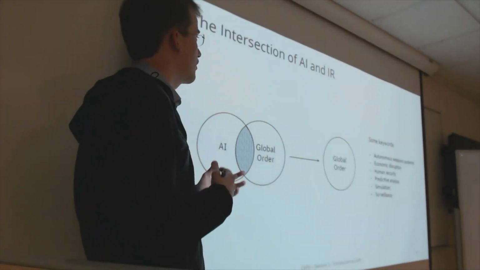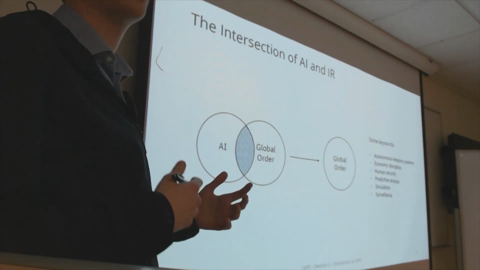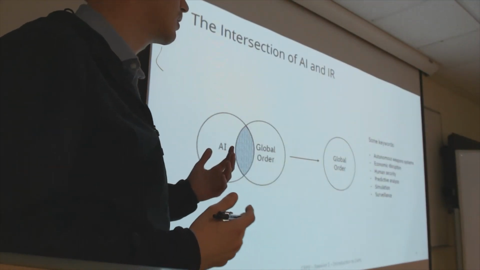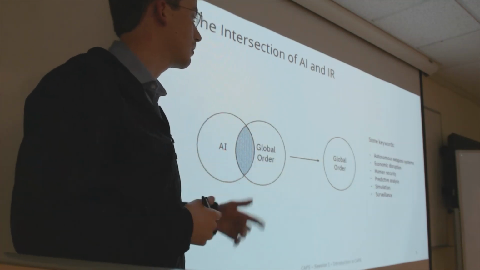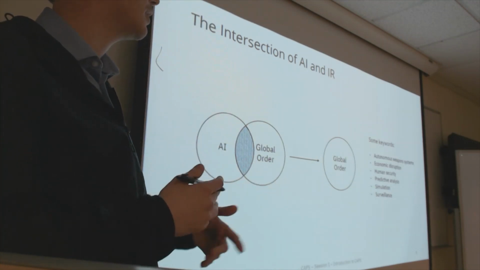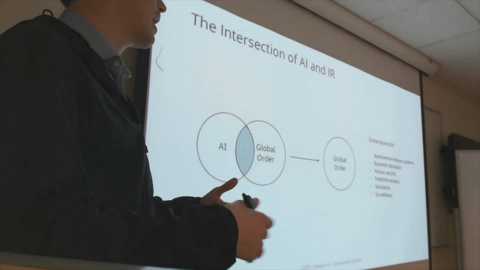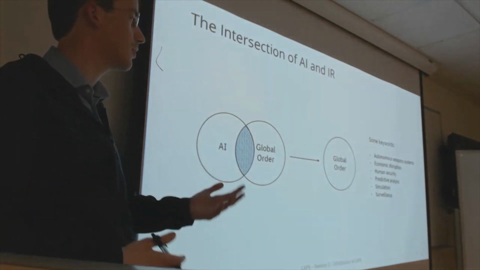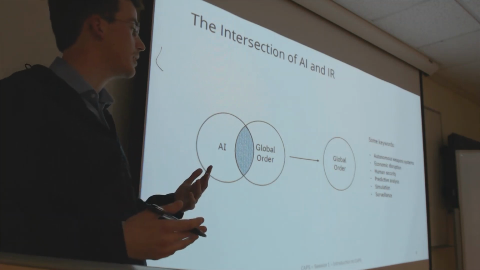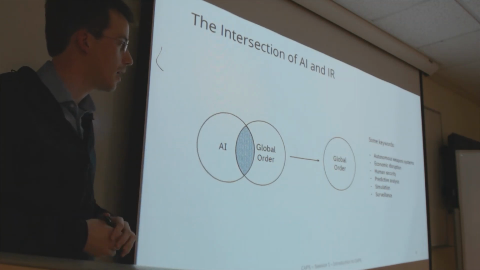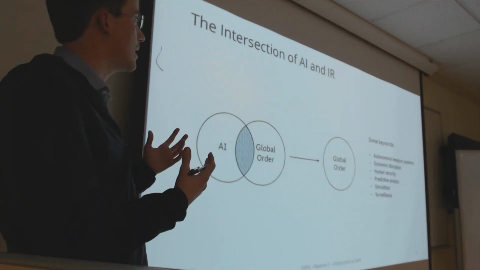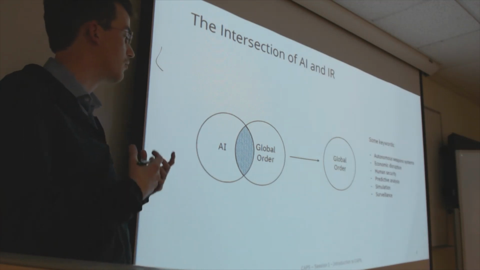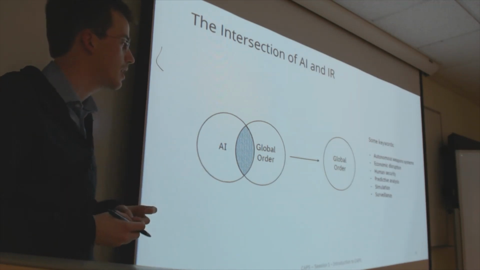If you search artificial intelligence and international relations, some of the keywords that you're going to encounter are autonomous weapon systems, economic disruption, human security. There's a lot of research on how artificial intelligence can enhance human security, then predictive analysis, simulation, surveillance. It goes on, human-machine teaming. So there's a lot of content that relates to this idea of the intersection of AI and international relations.